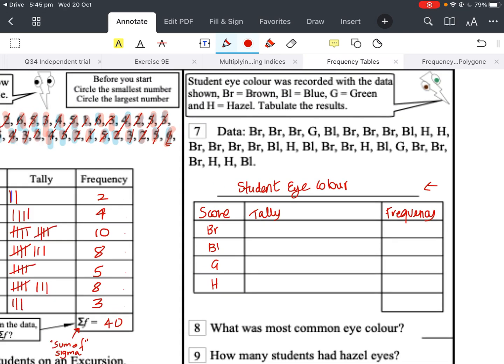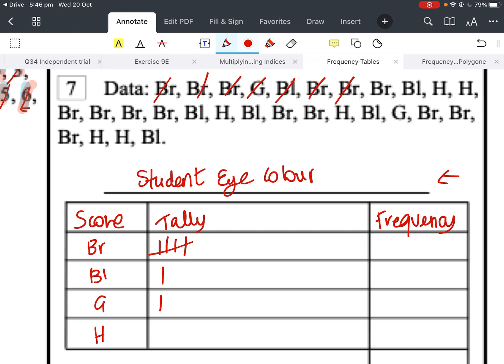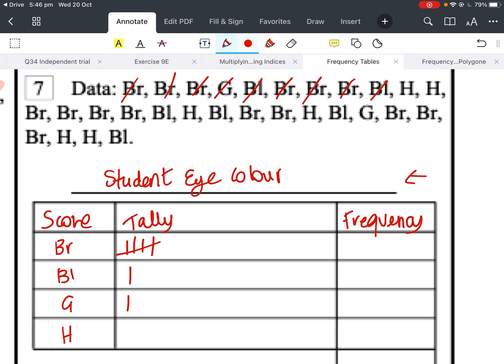So now we have to do the same thing we just did then. So cross off a BR and put a stroke in BR. Cross off a BR, put a stroke in BR. Cross off a BR. All right, if you want, you can do 2 at a time. Green, blue, green, blue. Brown, brown, brown, cross, go across. Brown, blue, brown, blue. Hazel, hazel, hazel, hazel. Brown, brown, brown, brown. There's 4 of those. 1, 2, 3, 4. Popular eye colour.